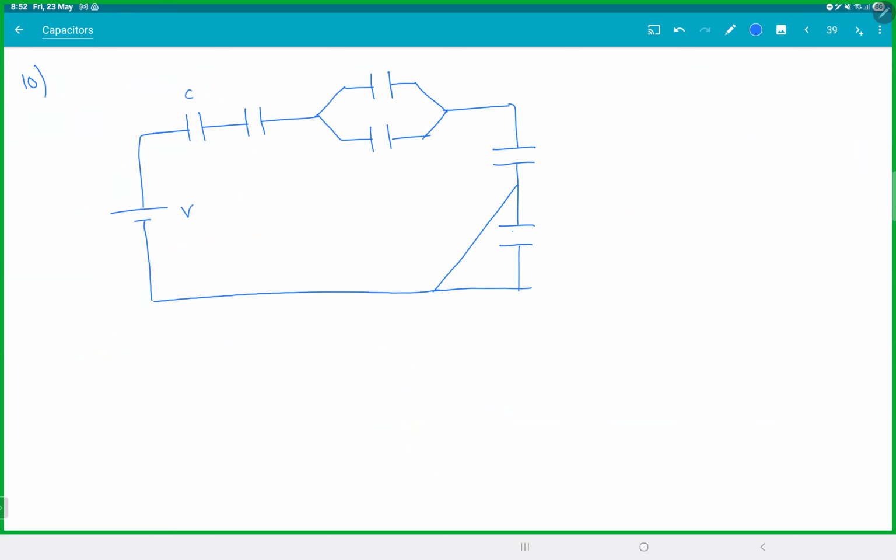We have a battery here, capacitance, capacitance, capacitance. This is a conducting wire. Find C equivalent and charges on each capacitor. Think what will that wire do?